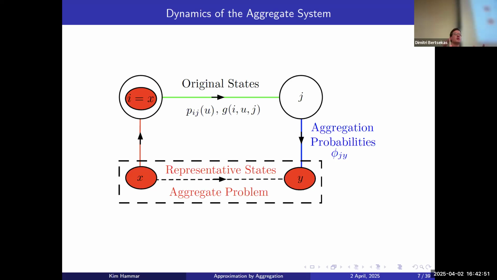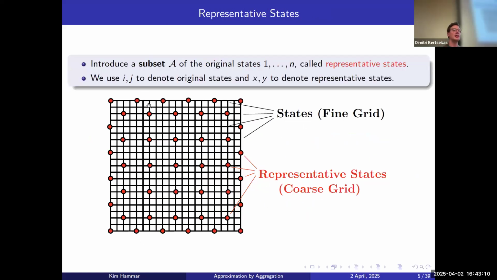Yeah, so right now we are focusing on a particular case of aggregation called aggregation with representative states. And that's the main differentiation from the general methodology: in this case, we assume that the aggregate state is going to be a member of the original state space. So the set of representative states, which I denote with calligraphic A, is going to be a subset of the original state space. But later on, we'll see a more general formulation where this is not necessarily going to be the case.